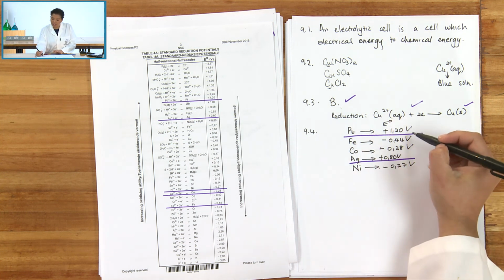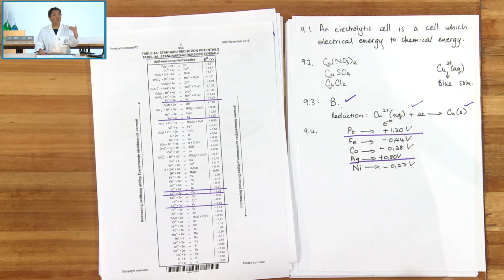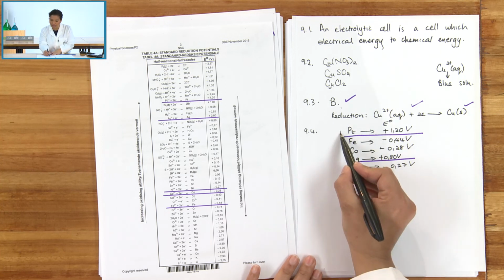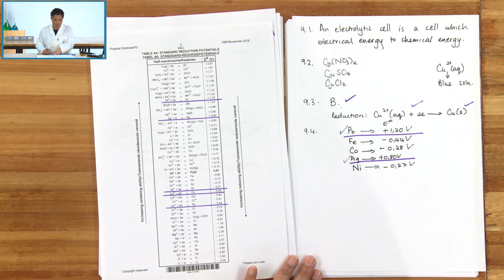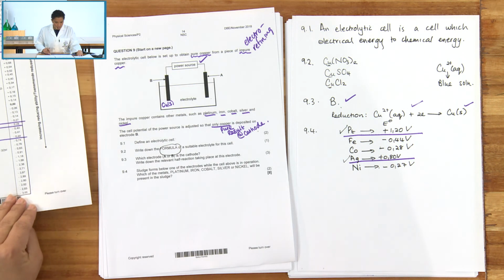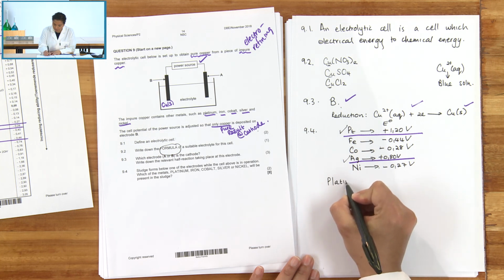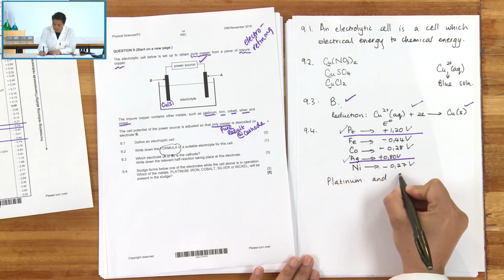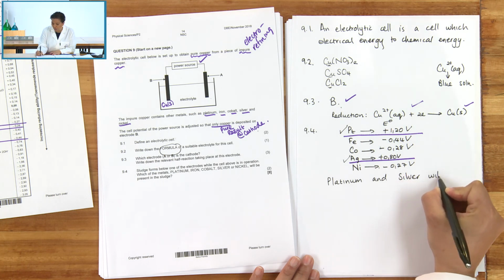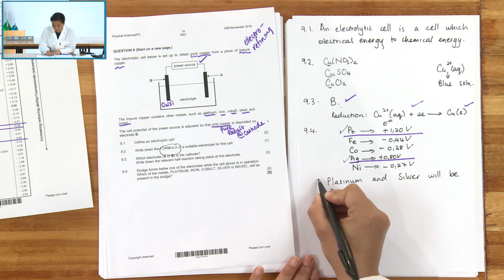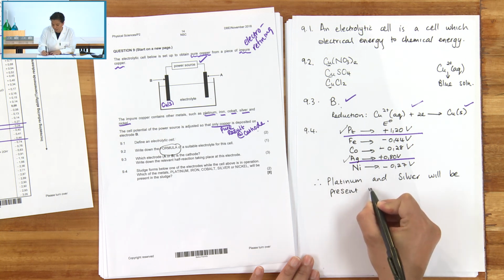Why? Because those E naught values are positive, which means the forward reaction is a spontaneous reaction, which means those platinum ions and silver ions are strong oxidizing agents and will easily be reduced to form platinum metal and silver metal. So they say which of these metals will be present in the sludge, and we'll say platinum and silver will be present in the sludge.